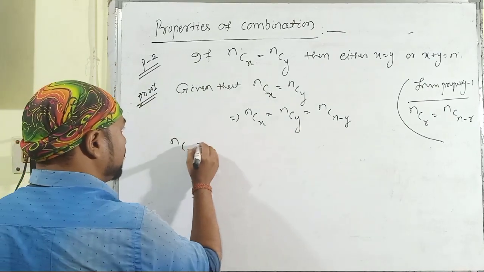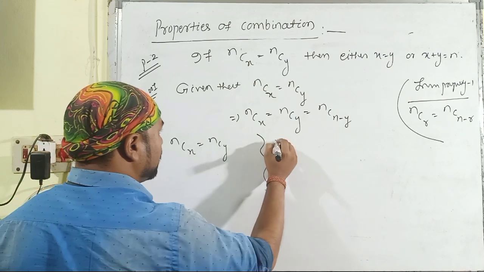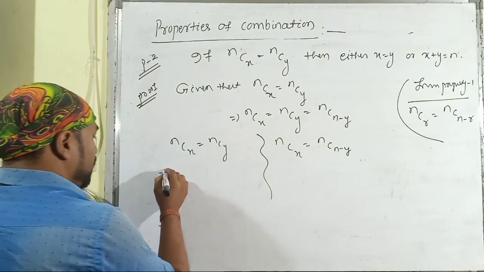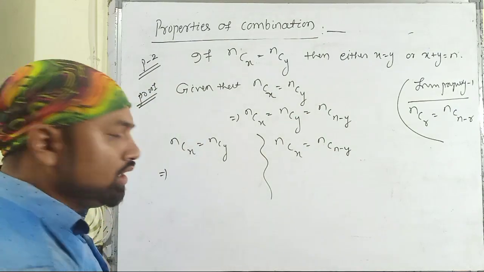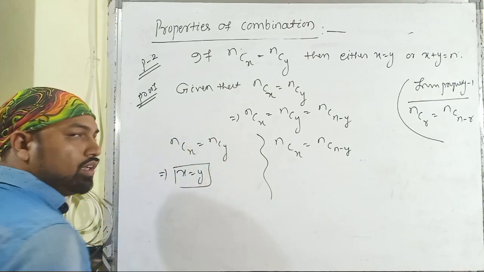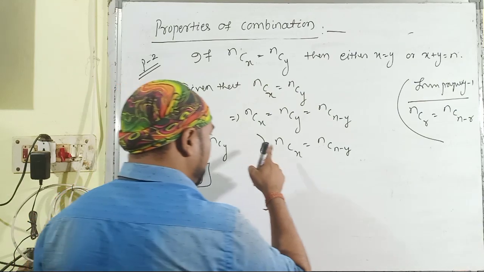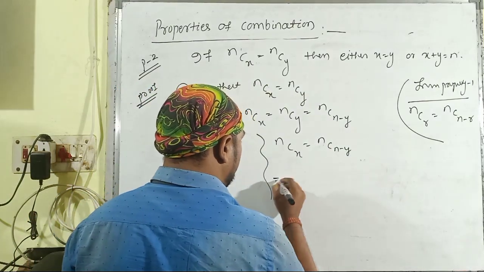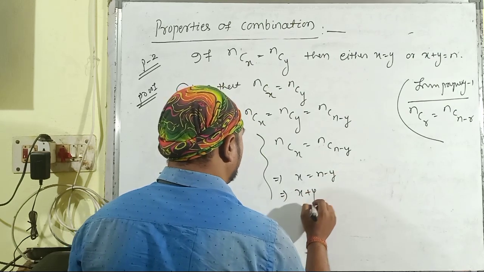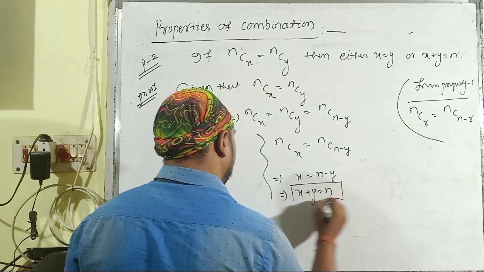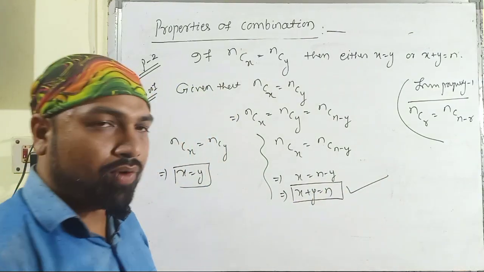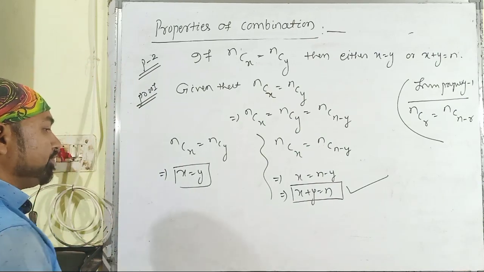So nCx is equal to nCy. Another condition is here, nCx is equal to nC(n minus y). So if nCx is equal to nCy, then both x and y will be equal with each other because n is unchanged here. But if nCx is equal to nC(n minus y), then x is equal to n minus y. That means x plus y is equal to n. And this is very useful, or you can say important, for the problematic session.